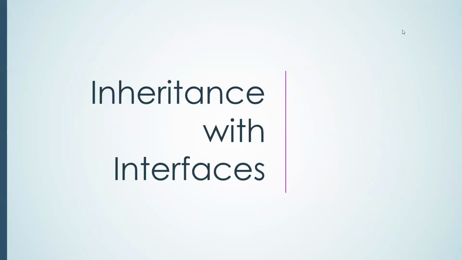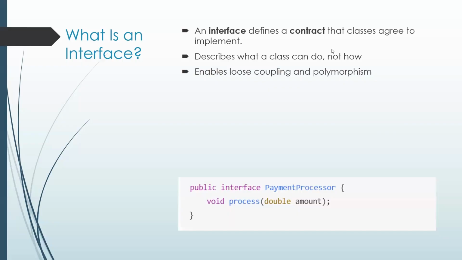Right now, we are talking about interfaces, specifically inheritance with interfaces, which means we have to talk about interfaces. In another video, I talked about inheritance with classes. So first of all, we have to define an interface. What is an interface? An interface defines a contract that classes agree to implement.